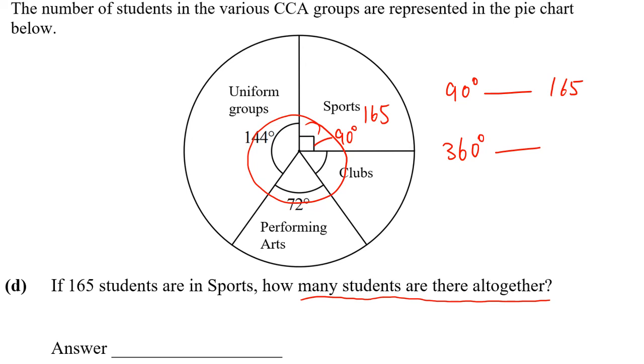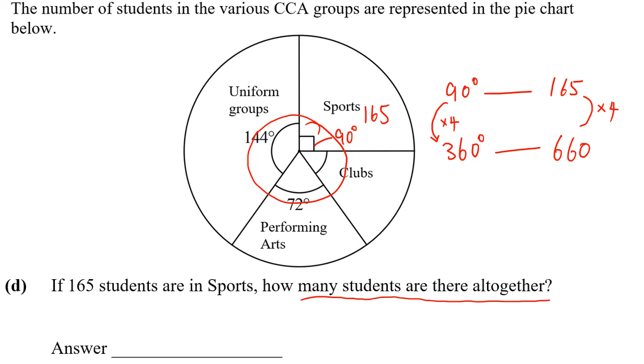So you realize that if we multiply by 4, we will get 360. So we can also multiply by 4 here. And that will give us 660 students.